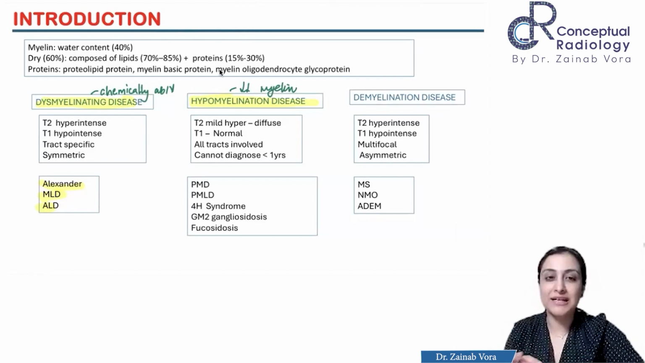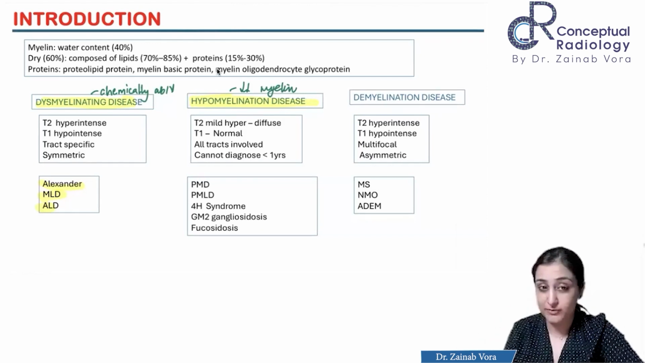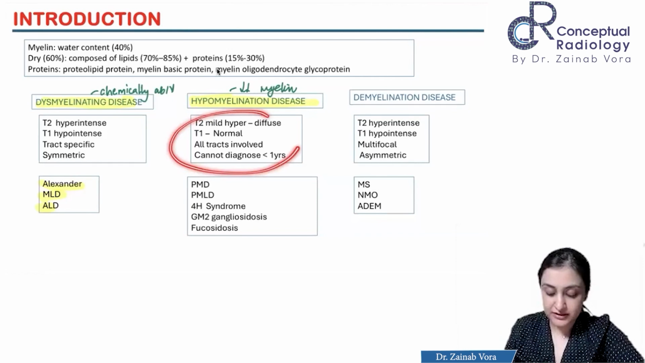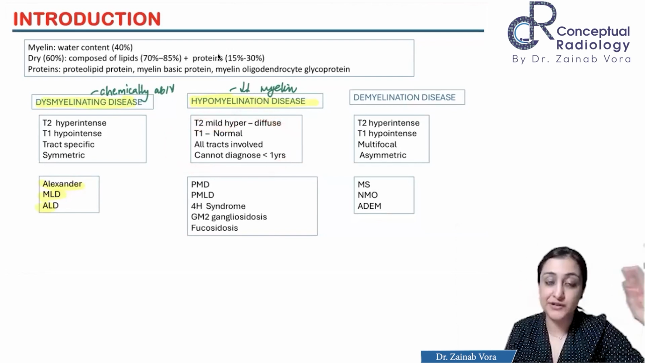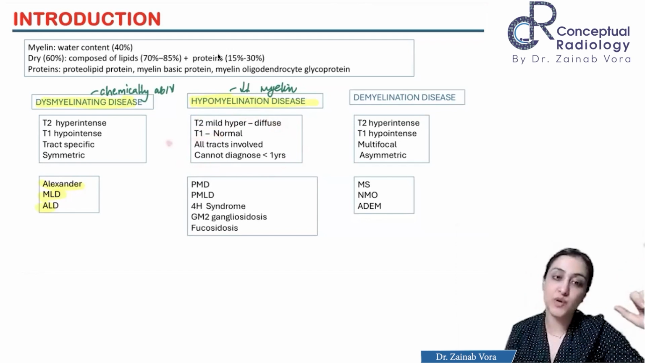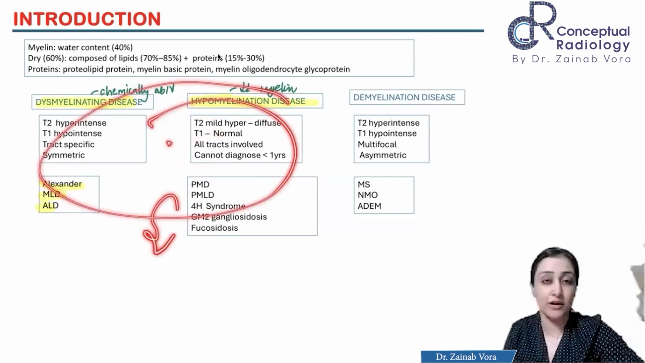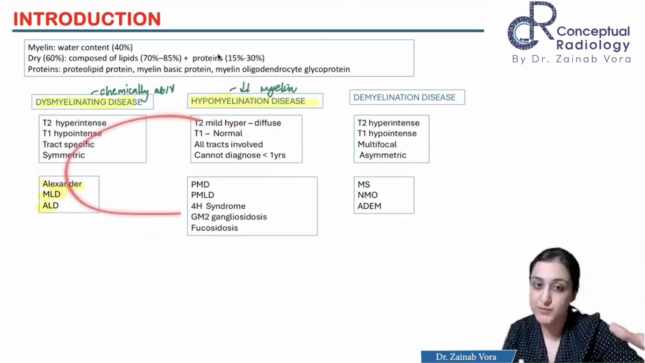So hypomyelinating is reduced myelin deposition, which is chemically normal. Here, the characteristic thing is that there will be milder hyperintensity on T2 and T1 is completely normal, okay? So this is what we studied. This is all that we covered already. PMD, PMLD, 4H, all of these things we talked about.